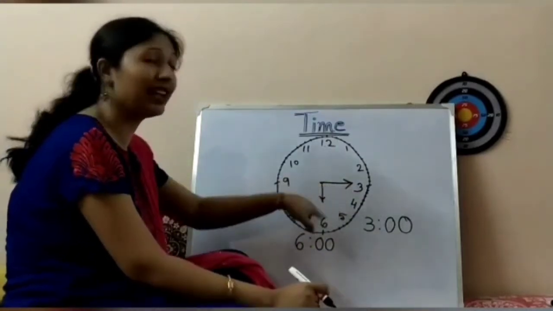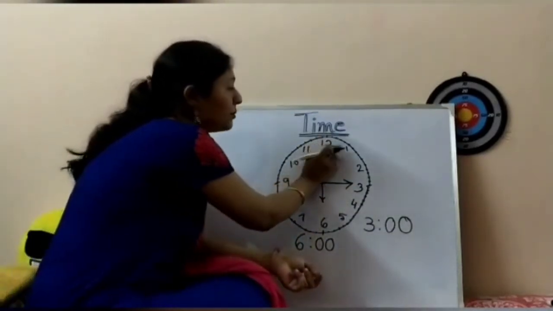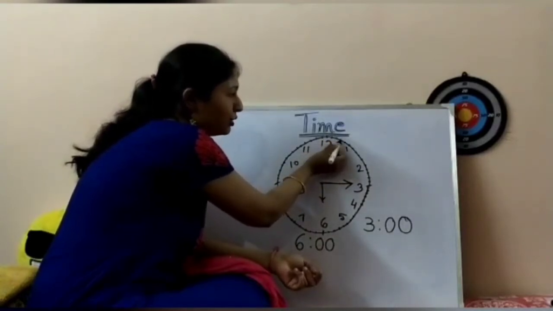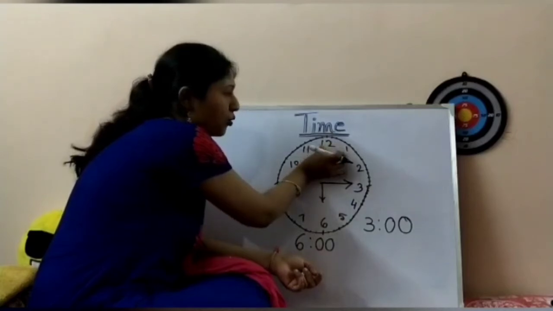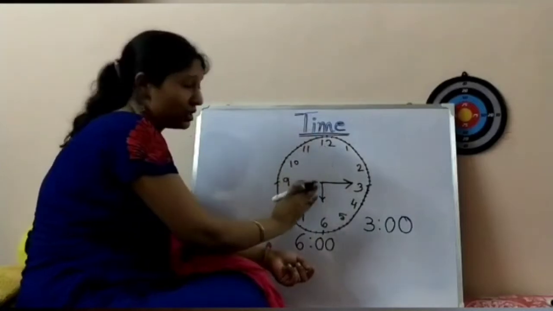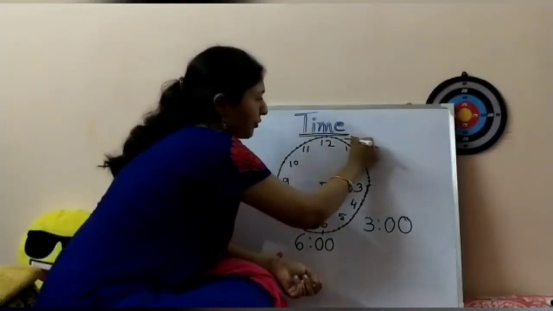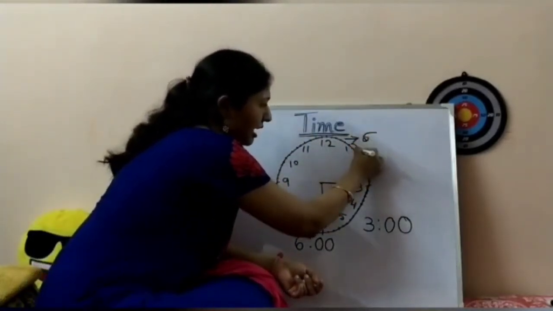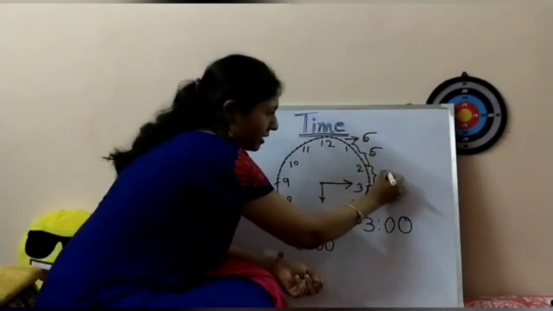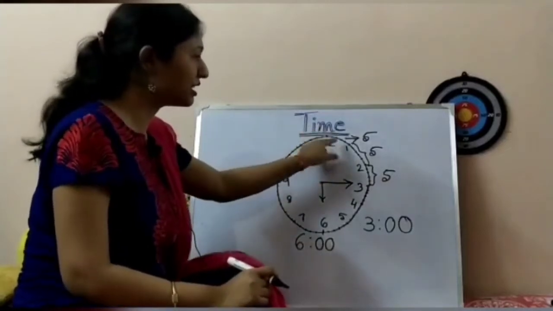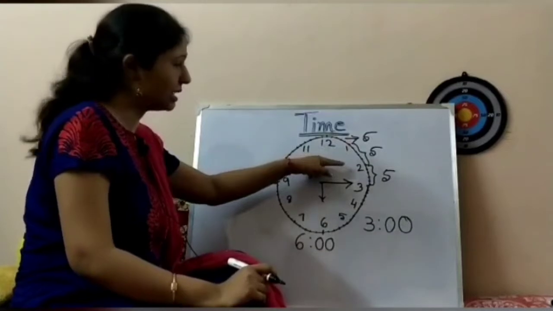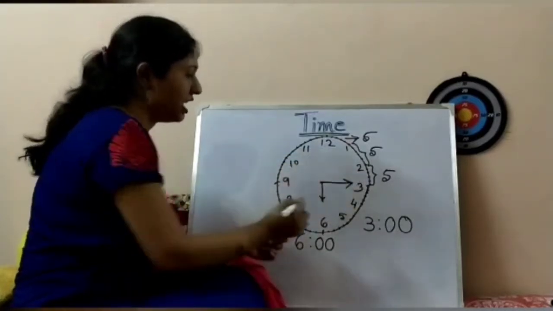So how will we calculate it? From 12 to 1, that is 5 minutes. 1, 2, 3, 4, 5. From one digit to another digit, it shows 5 minutes. So that is 5 minutes. Another part is 5 minutes. This is also 5 minutes. So here 5 minutes, again 5 means 5 plus 5, 10 minutes. Again 5 means 15 minutes.